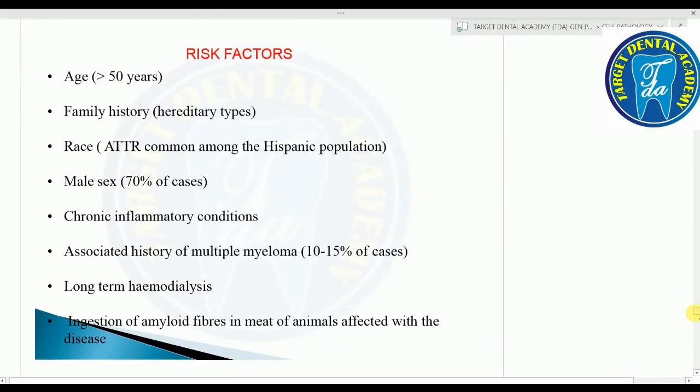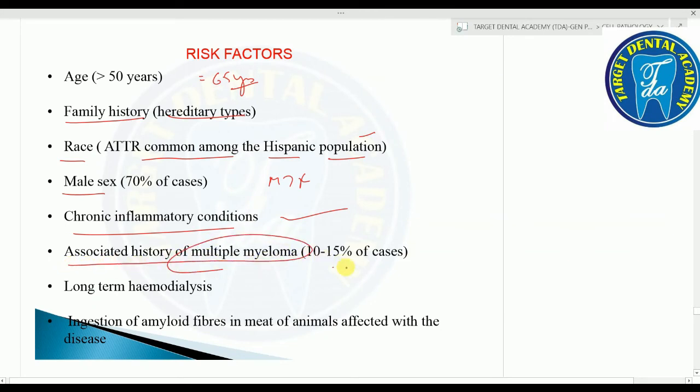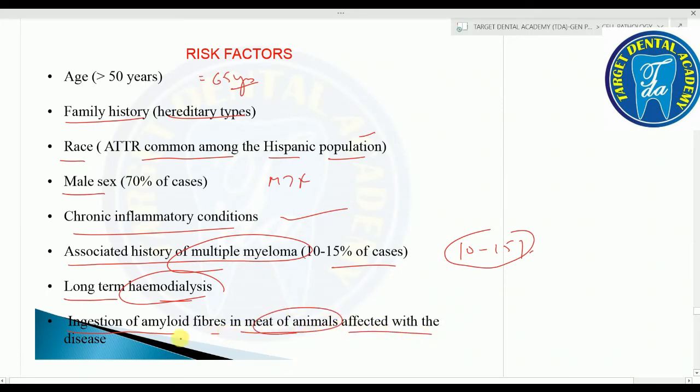Coming to the risk factors, it usually occurs at more than 50 years of age, up to 65 years. A risk factor is family history, the hereditary types. ATTR, which means amyloid transthyretin, is most common among the Hispanic population. Male predilection is more than that of females. Chronic inflammatory conditions are seen. Associated history of multiple myeloma is seen in 10 to 15% of cases. It is seen in patients on long term hemodialysis, and with ingestion of amyloid fibers in the meat of animals affected with the disease.